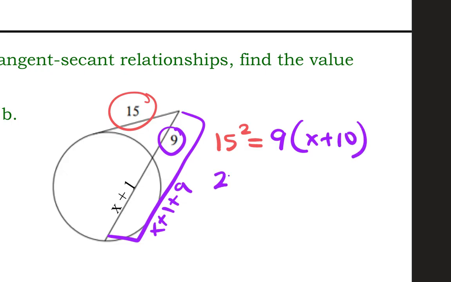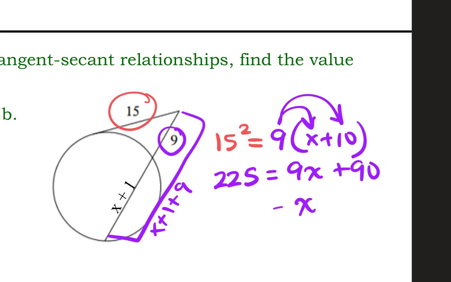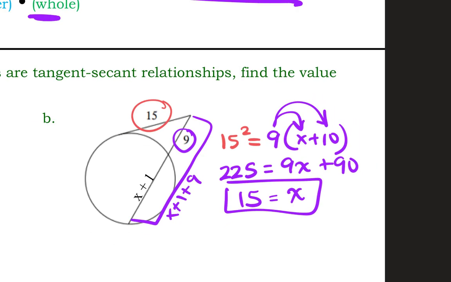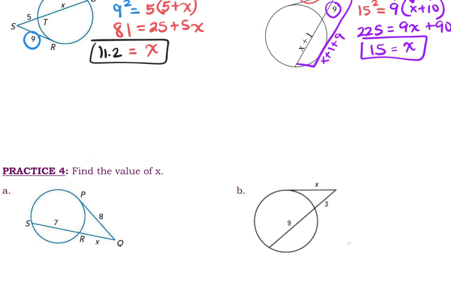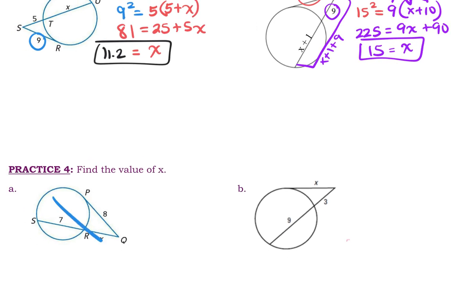All right, so 225 equals 9x plus 90. What do we get for the x value? Angel, let me know what you get for the x value, Angel. What is it? 15? All right, 15. All right, this one didn't work out the way I wanted to. Go ahead and cross this one out. It was a quadratic, and I'm not doing quadratics.